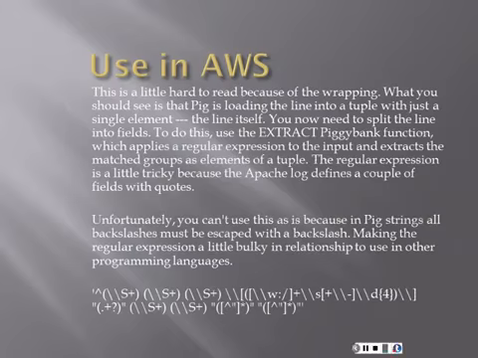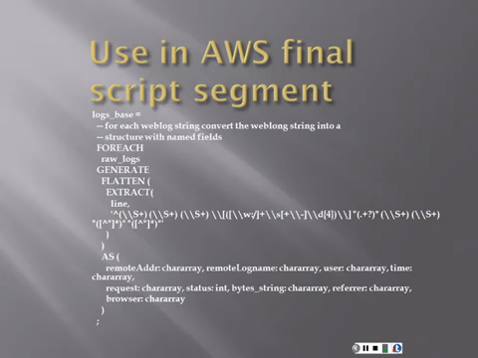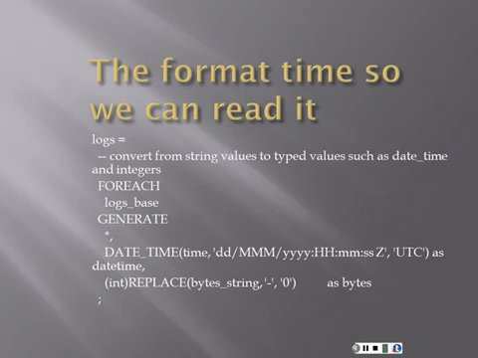All right, so again, we bring this in, we tear it all apart, and this is the final script segment for just converting the logs. That's all we do here. Then for each, we want to convert string values to type values such as date, time, and integer. So for each logs base, we want to generate the date and time, and put it into a format as day, month, year, hour, minute, second, and then take it as Universal Coordinated Time. So it's all going to convert over to GMT. We love the British, so GMT is 8 hours off from here, as a date time, and then replace all that within the logs itself.